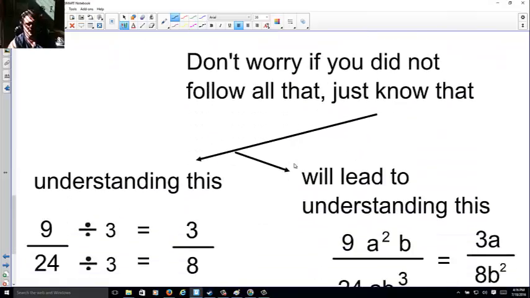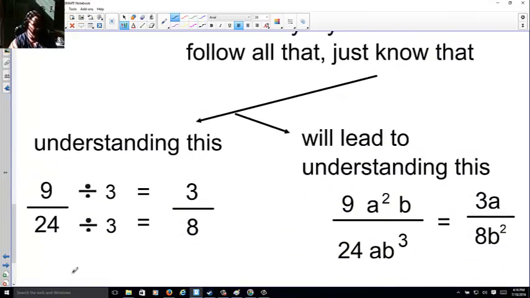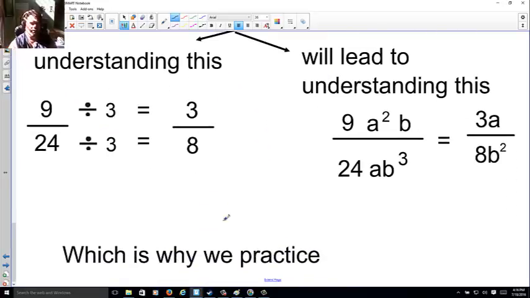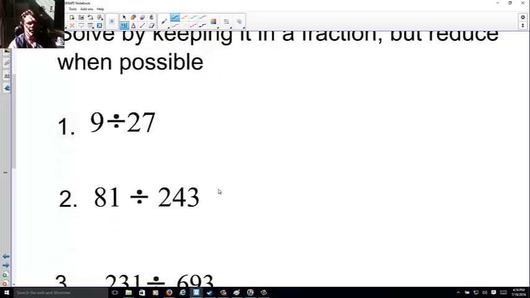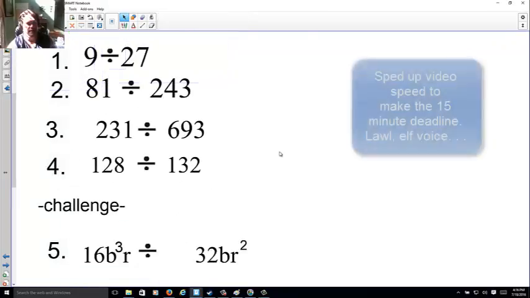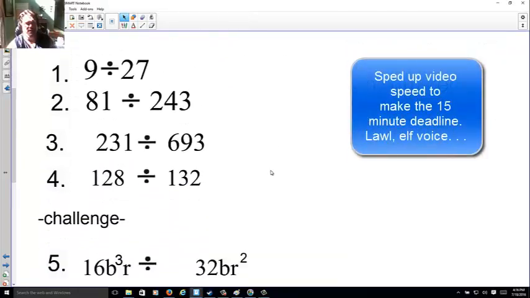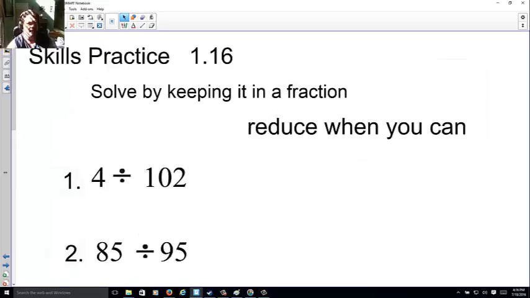So don't worry if you didn't follow it all. Just know that if you can do this, you can do this. Yes, this is stuff you've done since 5th grade. This is Algebra 1, which you'll be learning this year. And this is why we practice. So you try. Go ahead and reduce where you can. Reduce it as much as possible, dividing by 2, 3, 5, and 7. Now go ahead and try these. Go ahead and try to divide down these 5 as best you can. 1 through 4 is what I think you should do. 5 if you're uber special. Go ahead and pause. Let's see how you did.